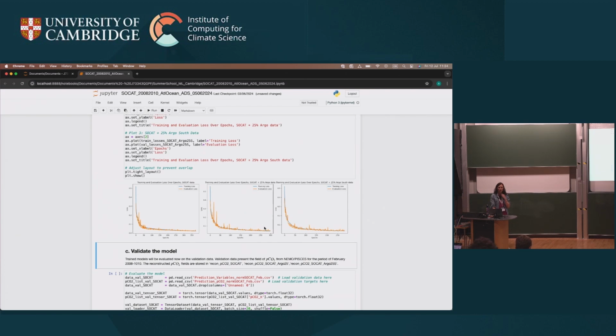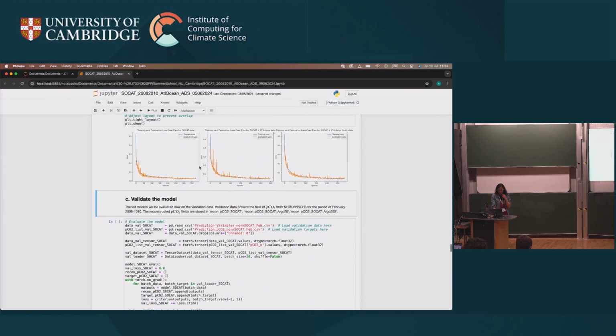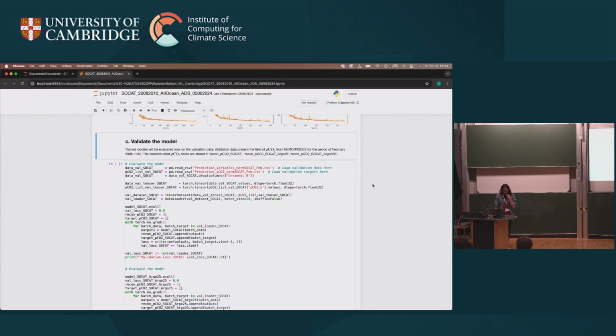Did it work for everyone? Yeah, it looks quite similar. By the end you still see some oscillations in the evaluation graph, so it's normal. And yeah, we go to the next step.